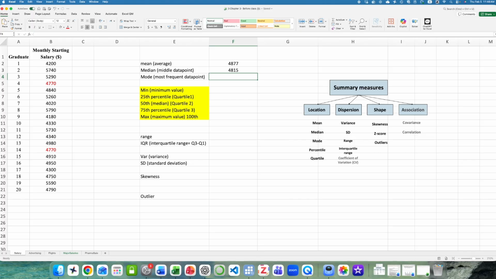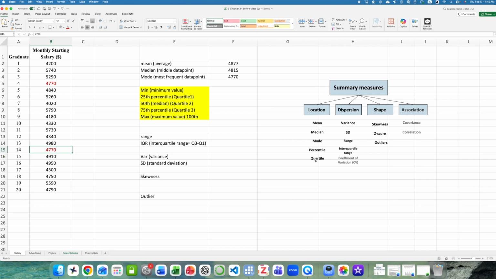Next measure is mode. Mode is the most frequent salary in the data set. In Excel, we are going to use the mode function. And again, I'm going to give the array of the data, close parenthesis, enter. The mode in our data set is 4,770. And if you look at the data set, we have two of them. If I change this number to any number which is not the mode, then the function returns an error, not applicable or NA. It means that the data doesn't have the mode.